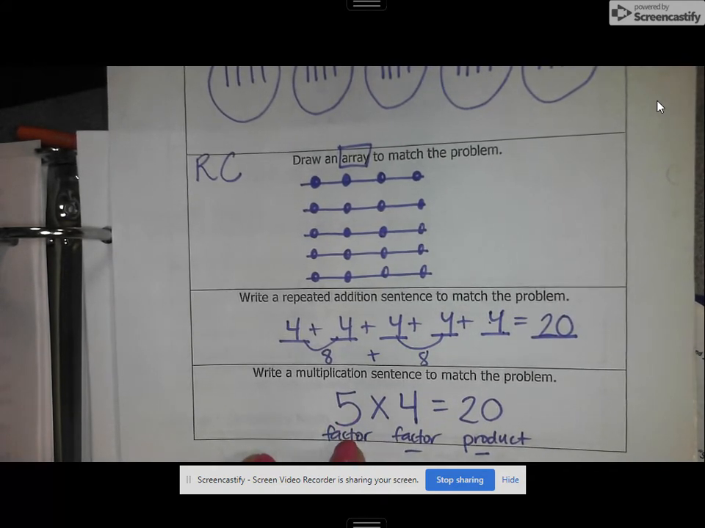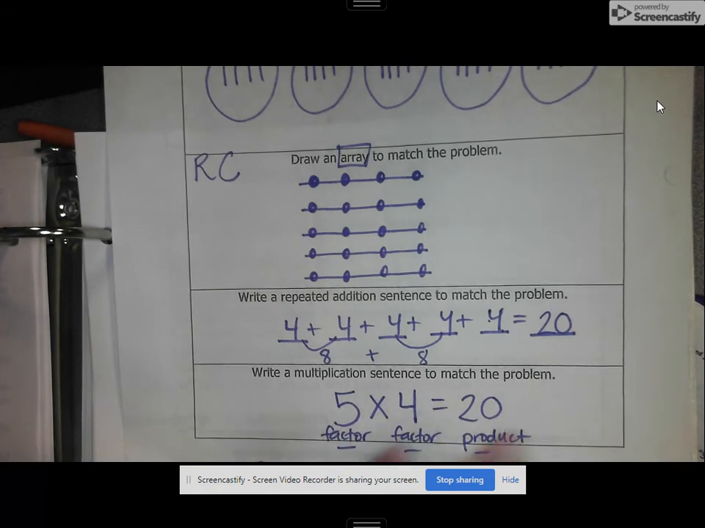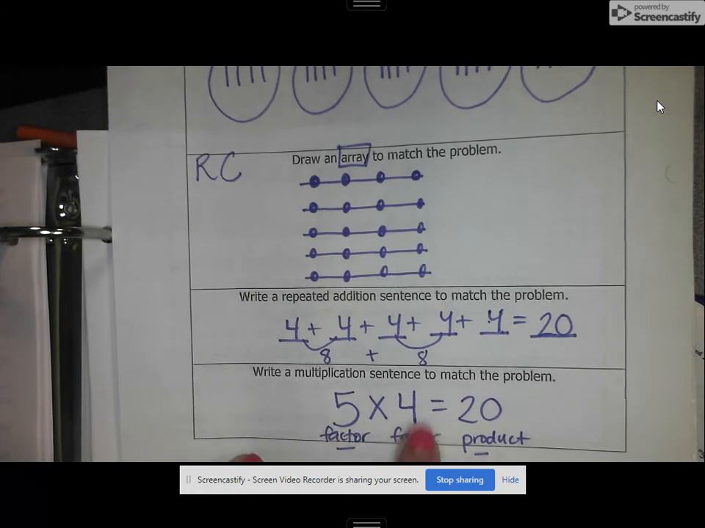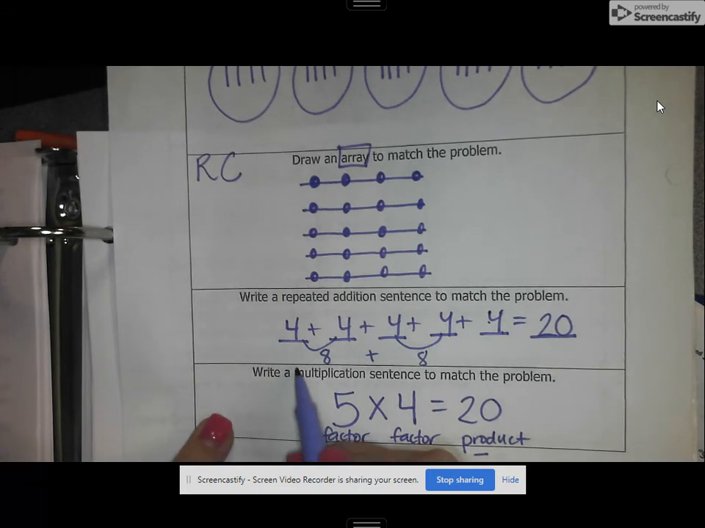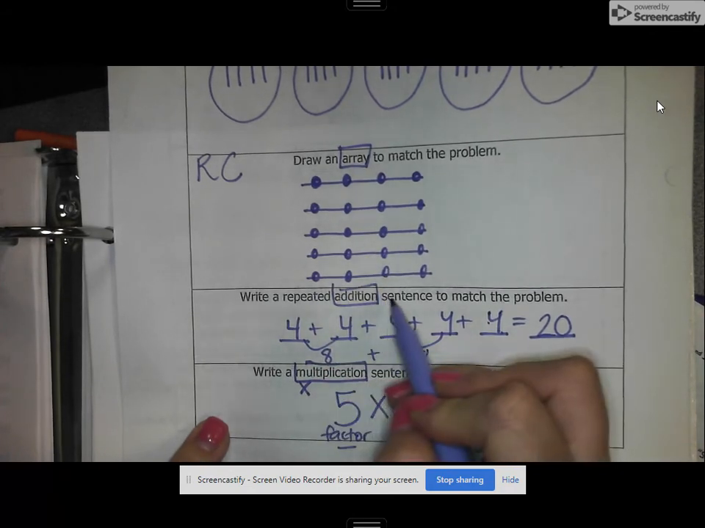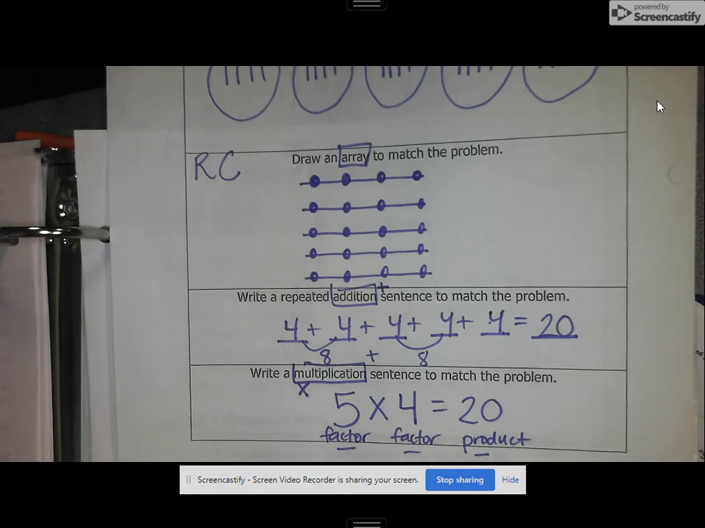When they get into some harder questions, even on the GMAS, they're not going to use numbers as the answer. They're going to use terms like factor and product. So the kids just need to know what those are, what they mean. But we practice saying that all the time. Factor times the factor equals product. Also, if it's multiplication, you should have an X. If it's addition, you should have a plus sign. Making sure that they're not switching those two up.